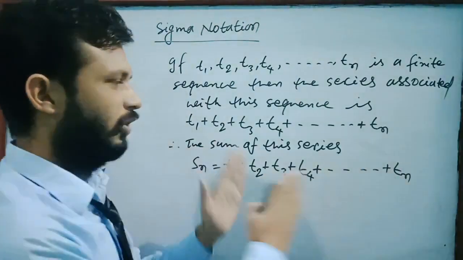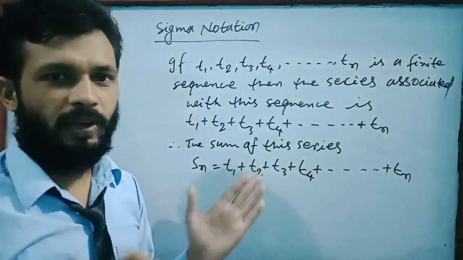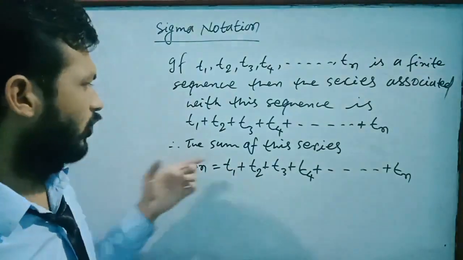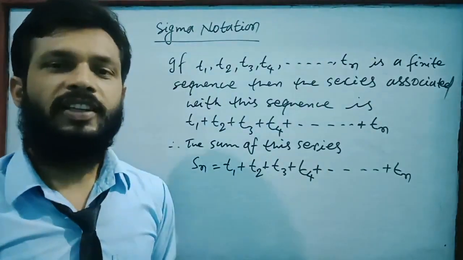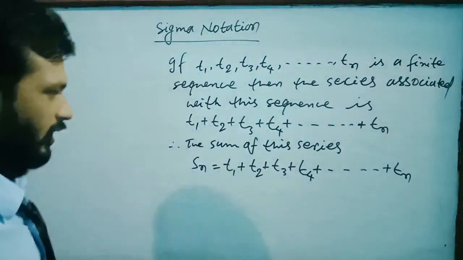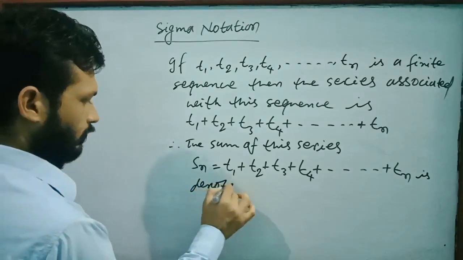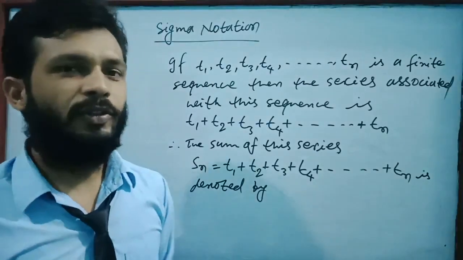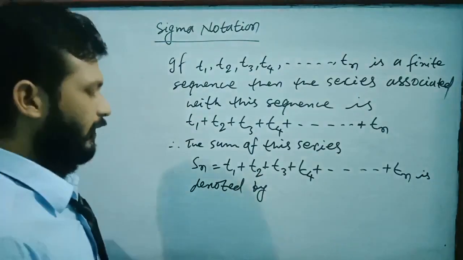भनेपछि सबै टर्मको हामी सम गर्दै भने त्यो सिरिजको के आउँछ? सबै टर्मको हामी एड गर्दिएपछि त्यो सिरिजको के आउँछ? सम. So the sum of this series Sn is denoted by summation. Understood? हामीले जुनसुकै series र sequence को समलाई हामी summation ले denote गर्छौं.